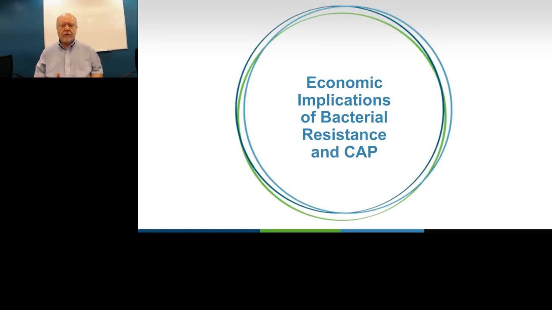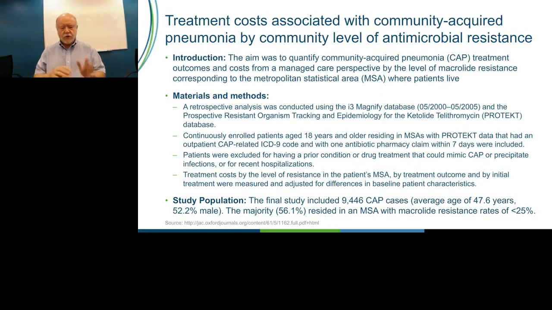So we've spoken about the burden of pneumonia, and we've talked about the resistance rates in pneumococcal pneumonia. Obviously, in this day and age, we are concerned about the economic implications. The health system costs quite a lot of money, and as an individual, we want to make sure that we're getting the right treatment at the right time, but hopefully at the right sort of cost. So I'm going to show you a couple of studies here that talk about the impacts of treating community-acquired pneumonia with different drugs. In this case, we focused on macrolide resistance, and really looked at what happens when you have a threshold.